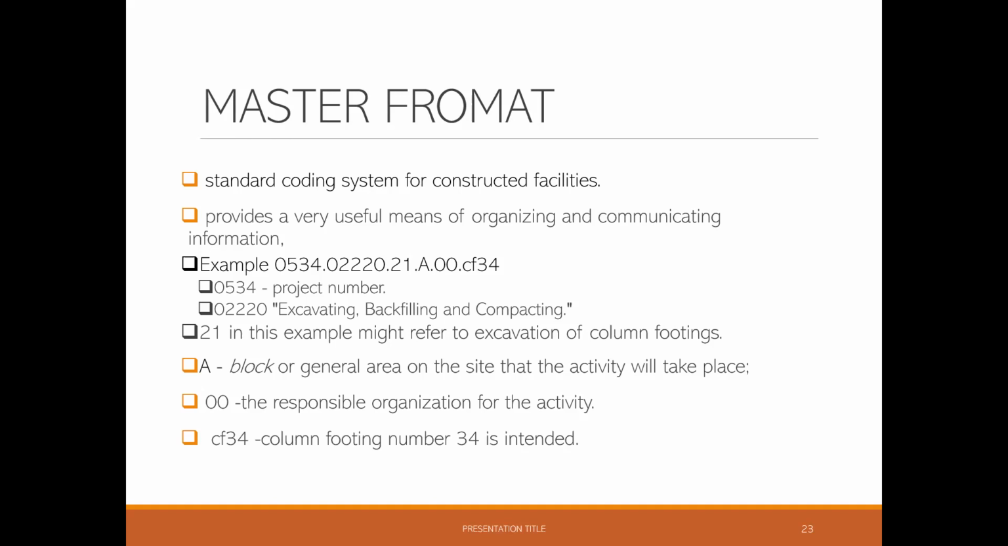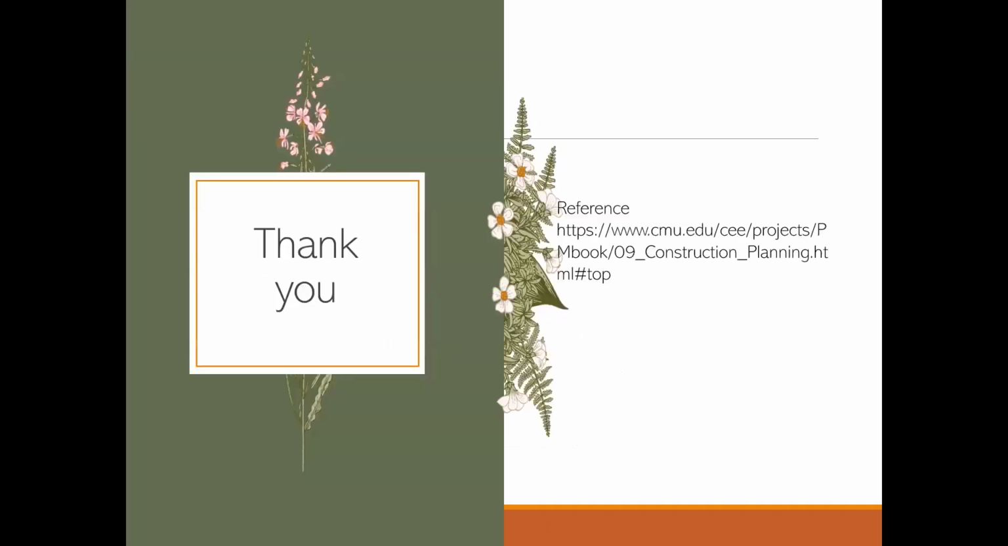And this specifically refers to the fact that this activity belongs to column footing number 34 that has already been identified in the drawing. Now, we can also add a number of additional activities, including formwork and concreting. Additional fields might also be added to the coding system to indicate the crew responsible for this activity, and a specific location of the activity on the site, X, Y, and Z coordinates with respect to some base point.